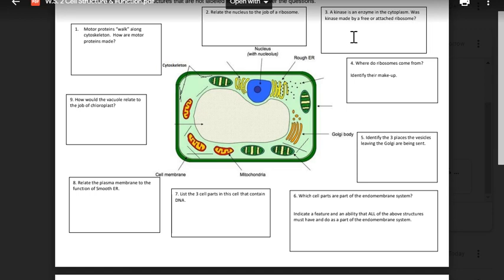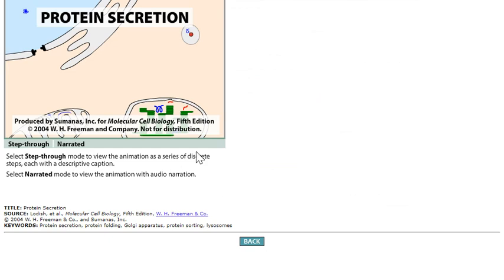Any protein that is in the cell, in the cytoplasm, or in the nucleus was made by a free ribosome. Okay, I'm going to show you what those attached ribosomes are going to do in this next part. Okay, all right, so let's take a look at what we mean by an attached ribosome.